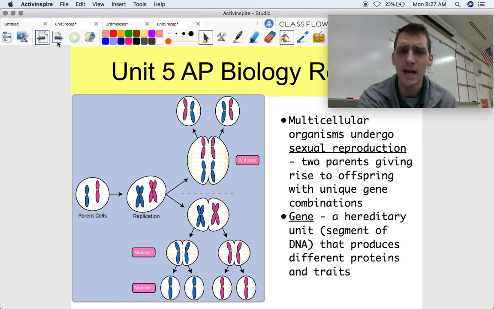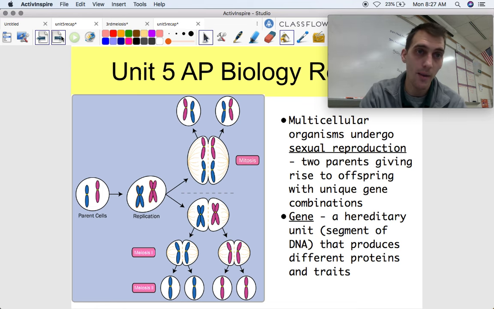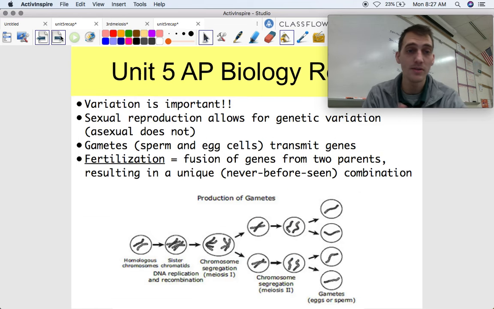But what is a gene? After all, a gene is a hereditary unit, or it's a segment of DNA that produces different proteins and traits, and we're going to learn all about how those work in Unit 6 on gene expression. Okay, as I was saying, variation is important, and sexual reproduction allows for it, while asexual reproduction does not. Okay, if you're just a cell and you're copying all your DNA and you're making an exact copy of yourself, nobody's going to be different from anyone else, except under some other circumstances that we'll talk about also in Unit 6. But everybody's the same if you're doing asexual reproduction, and that's not always a good thing.